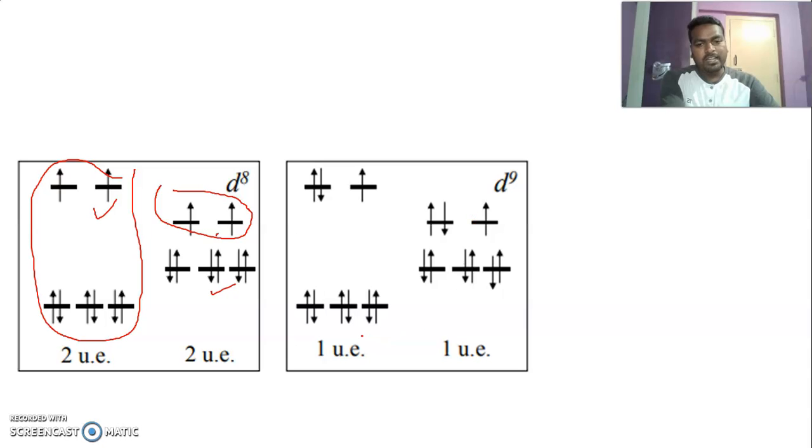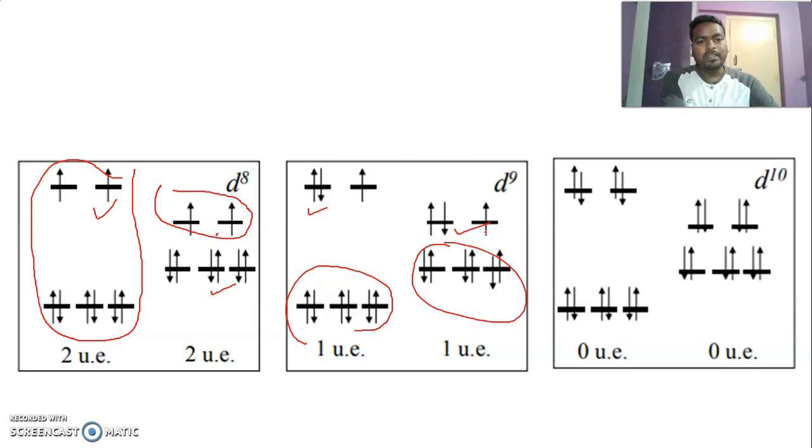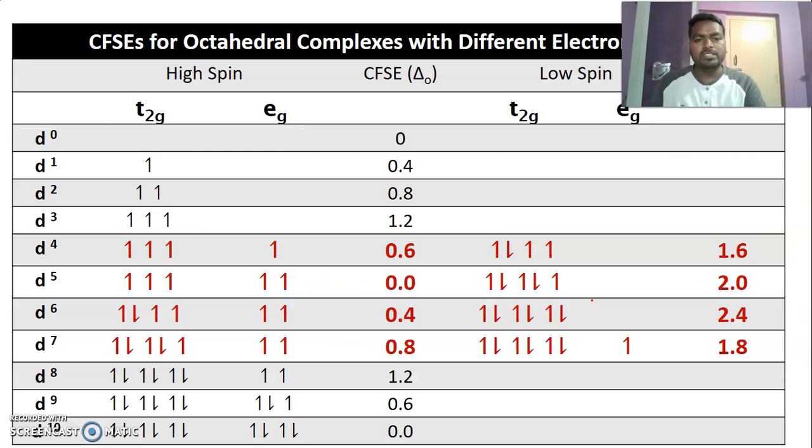And in case of D9 also, T2g6 Eg3, and here also T2g6 Eg3. And D10 is completely filled. The crystal field stabilization energy is 0 for D10 complexes. So in either case it is the same. That's why I said in D1, D2, D3 and D8, D9, D10, there is no question of high spin and low spin. You just look at this table, you can easily understand.